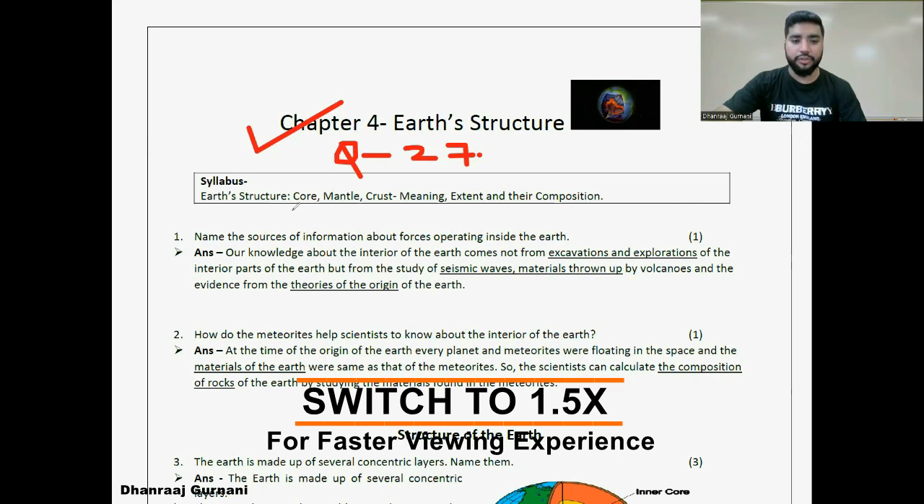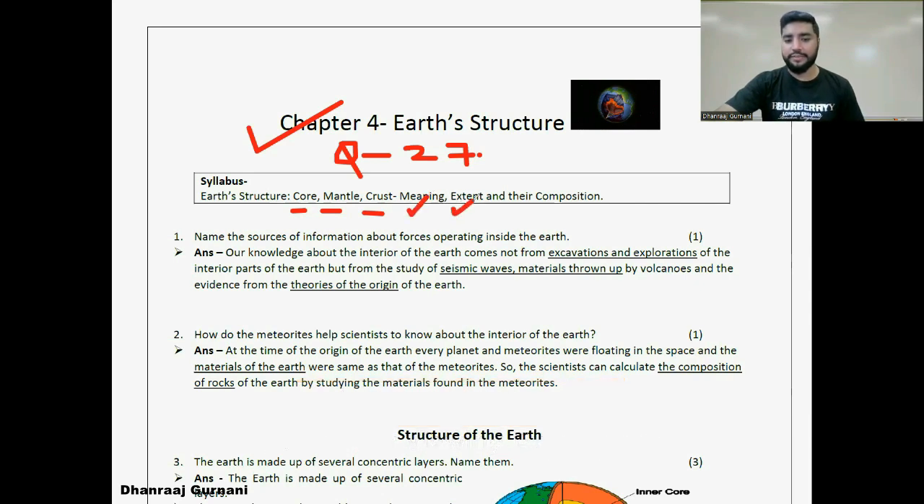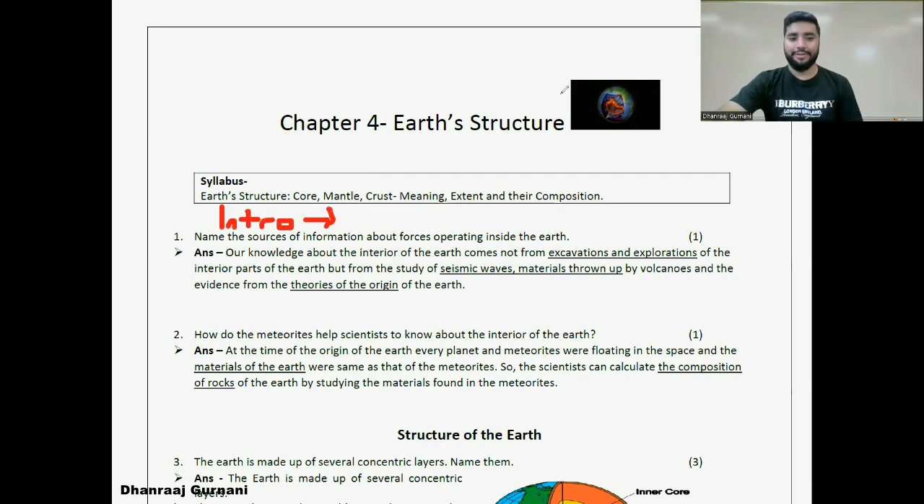You're going to cover the core, the mantle, and the crust. The three layers: core, mantle, and the crust. You're going to cover its meaning, extent, and their composition and characteristics. Let's see the introduction. It's the first two questions of the chapter.